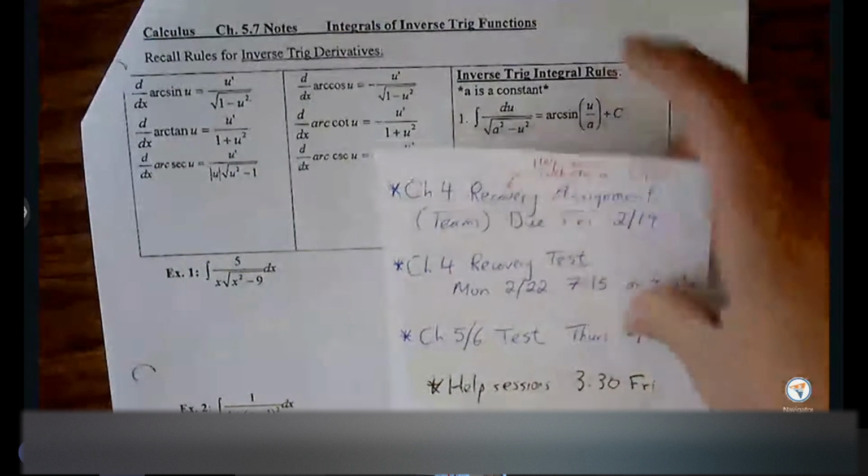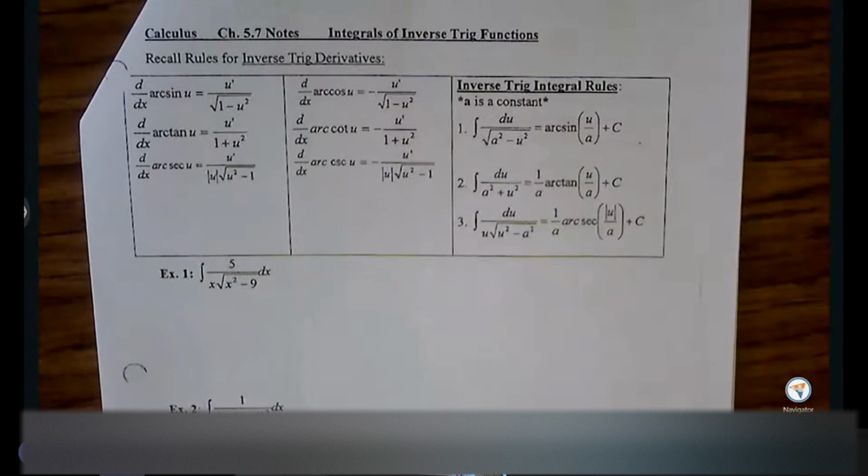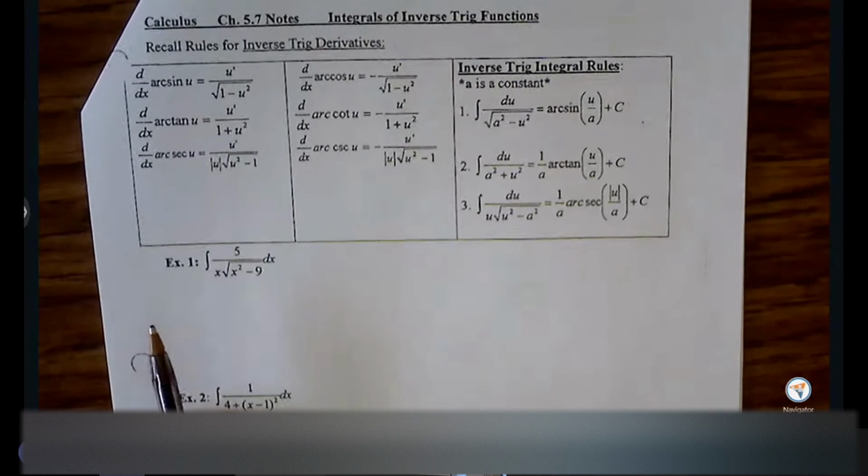Today we're going to do our final new topic of the unit, which is integrals of inverse trig functions. This is also the last set of new rules that we're learning about, in terms of integral rules. Okay.